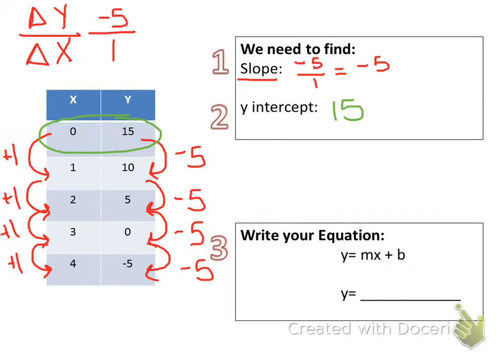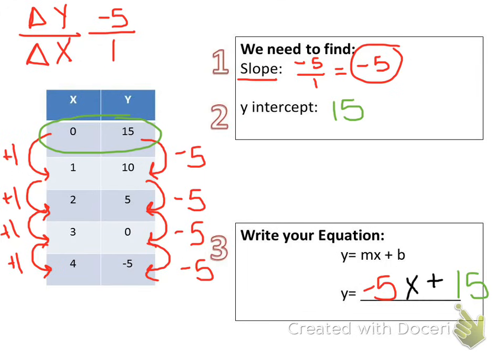Now we have all the information that we need for step 3. Write your equation. Y equals mx plus b. M is represented by our slope, negative 5. Negative 5 times x plus our y-intercept, which is represented by b, is our equation. Y equals negative 5x plus 15.